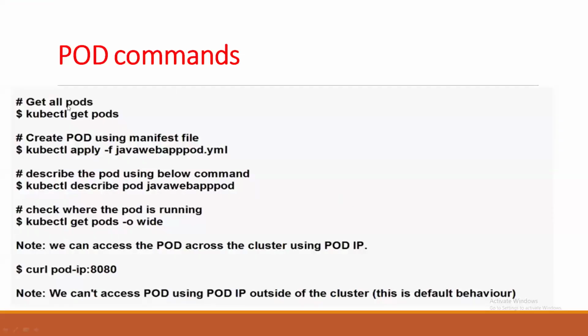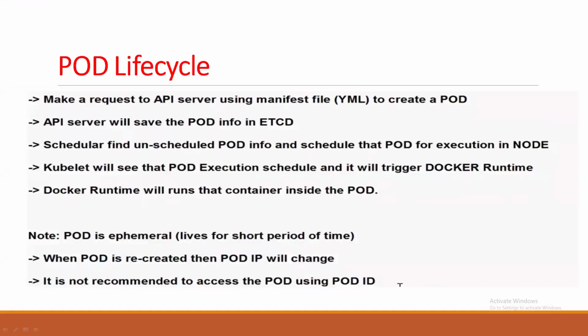Yeah. So pod commands: get all pods, kubectl get pods. Create a pod using the manifest file, kubectl apply -f something like nginx.yaml. Describe the pod using the below command. This is the describe. Check where the pod is running: kubectl get pods -o wide. So we can access the pod across the cluster using the pod IP, but we cannot access the pod using the pod IP outside of the cluster. Because we just created the pod and the container, we need to access it from outside of the cluster.